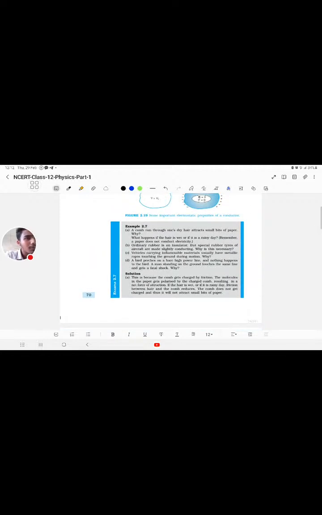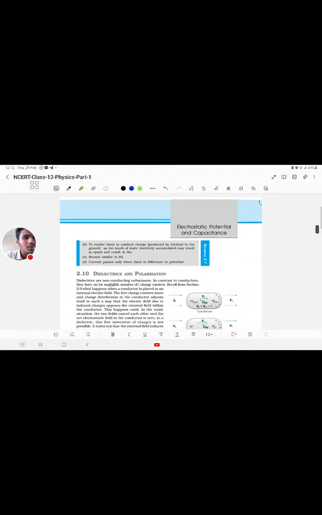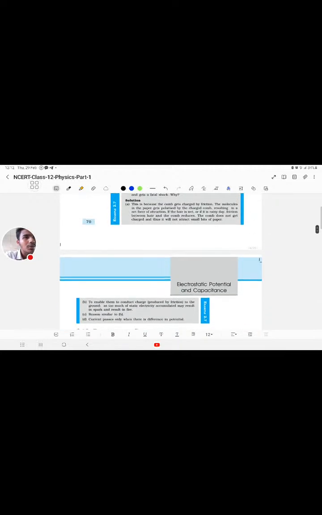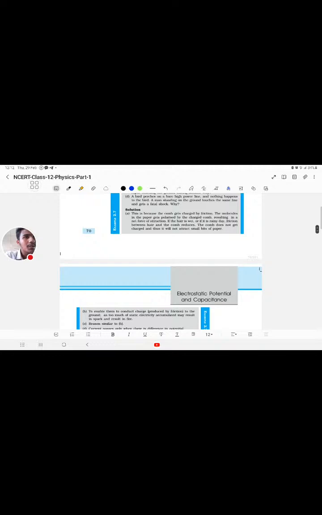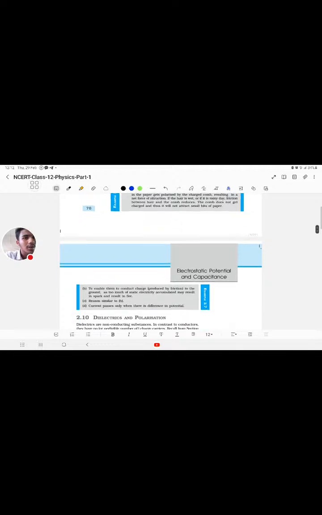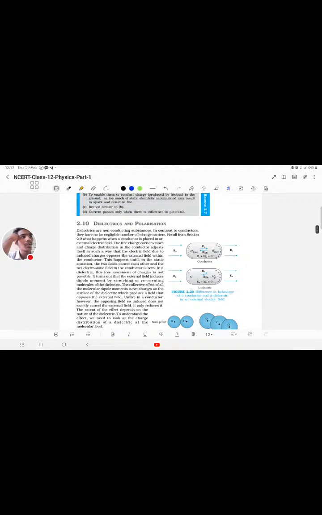Vehicles carrying inflammable materials usually have metallic ropes touching the ground during motion. Okay. A bird perches on a bare high power line and nothing happens to the bird. A man standing on the ground touches the same and gets a fatal shock. Only when there is a difference in potential does current flow. The bird is not having any potential difference.